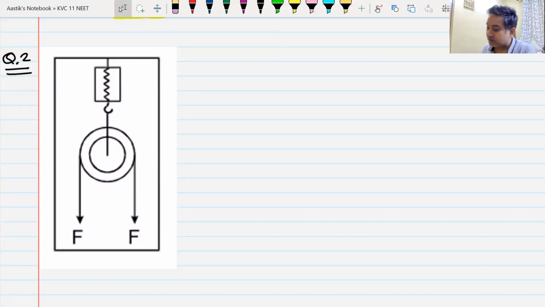You have to find out the reading of the spring balance. This is the spring balance, and you have to find out its reading. The spring balance is attached to a pulley, and two forces F and F are acting on the pulley. What is the reading of this spring balance?